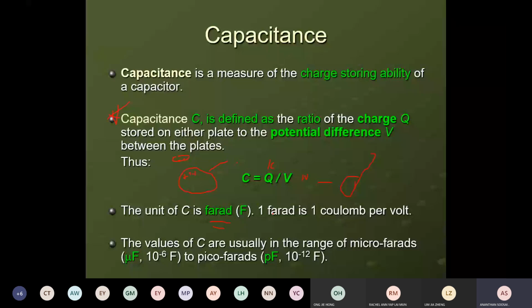Therefore the capacitors connected in your motherboard and in all electronic devices will have ratings in microfarad or picofarad normally. After this slide, all the capacitance values will be in microfarad or picofarad, because we don't have a 1 farad capacitor. It's very huge, so we use picofarad or microfarad.